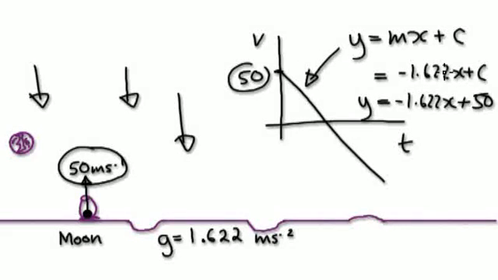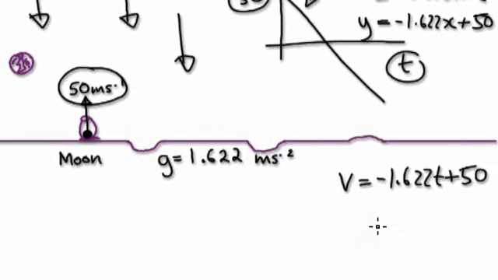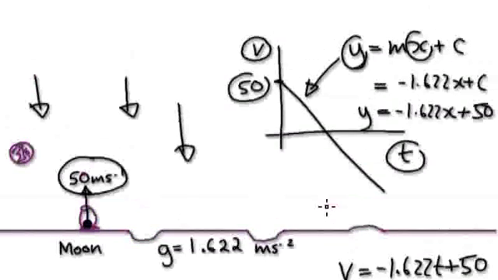So now just change the y and the x around, because we're talking about velocity and time. Y and x is really good for maths. Anyway, so switch them, so the velocity now equals negative 1.622 t plus 50. Okay, now tidy this up. So velocity equals 50, just switch the 50 around, so it just looks neater. That's all. Okay. So now we've got our equation for this line here.